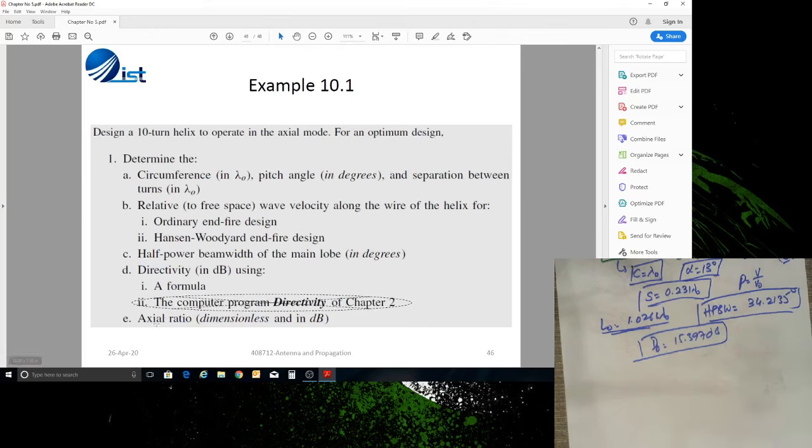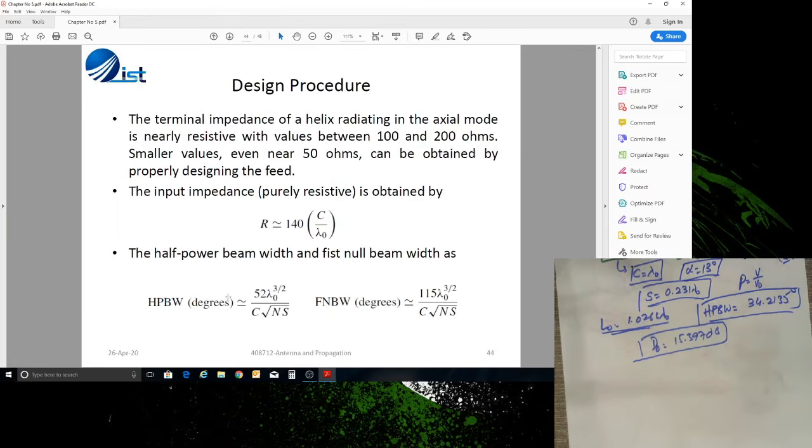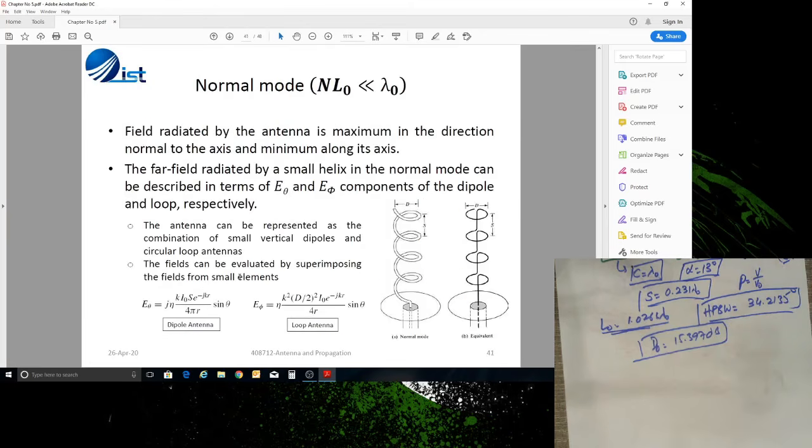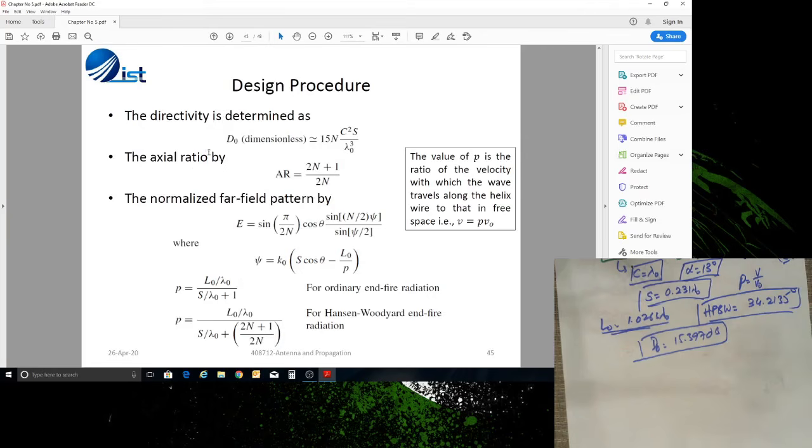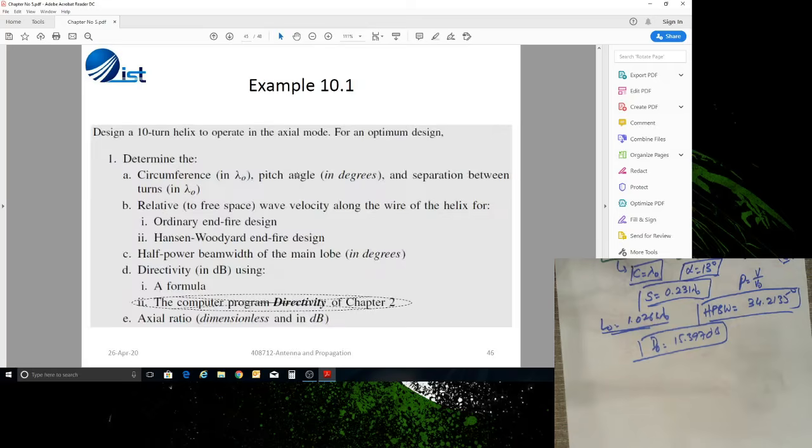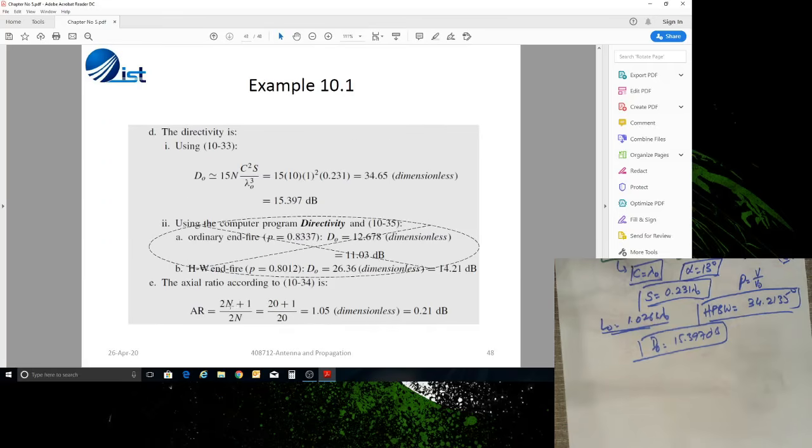So the last part is the axial ratio, which is dimensionless and in dB. तो axial ratio निकालने के लिए we already seen कि आपके पास जो expression दिया हुआ है, where is that? Here it is. The axial ratio is given as (2n+1) over 2n. So you can use this expression directly. So use this expression where we know n is 10. Substitute those values here. You would see that the axial ratio comes out to be 1.05 or 0.21 dB. So again, you don't have to worry about all these relationships. It will not be expected of you to memorize all these relationships. They will be available in your exam. So you just need to know how to apply them in your problems.